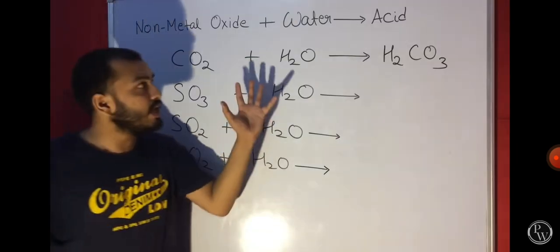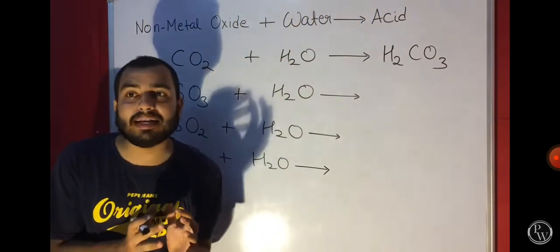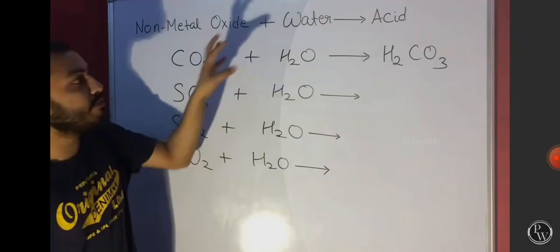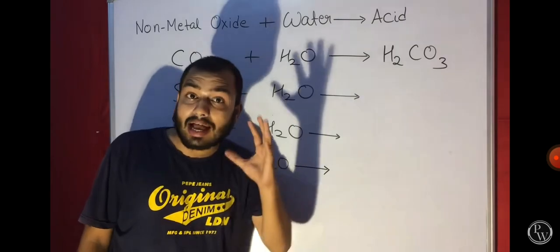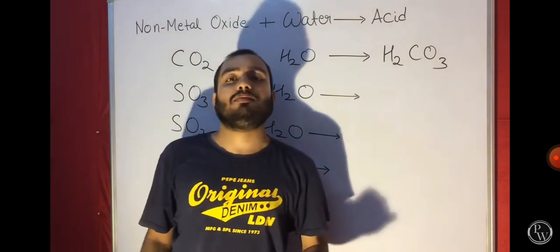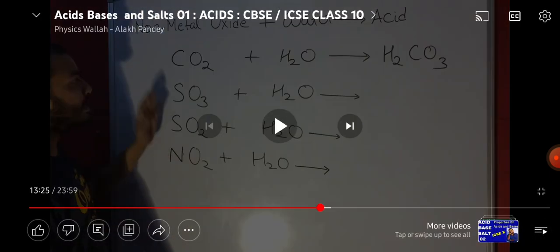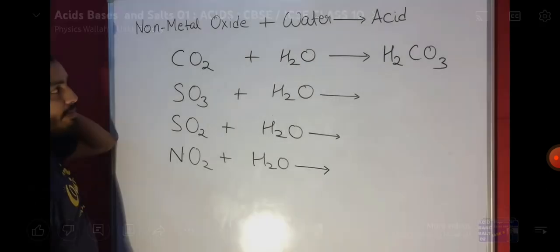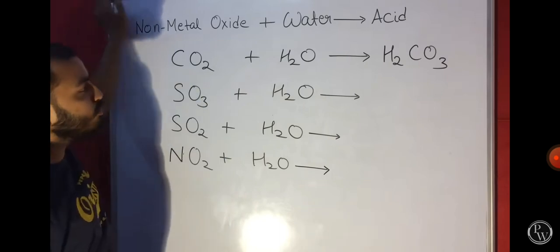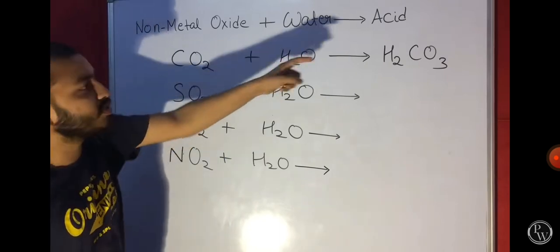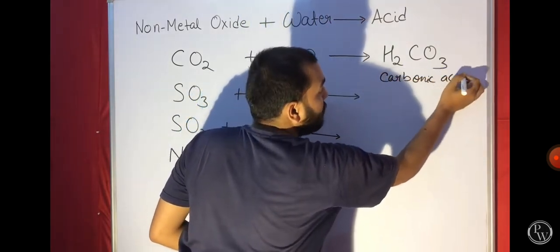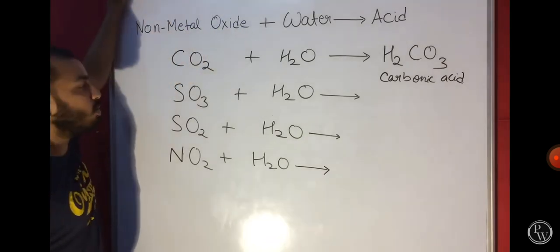We have another method in which a non-metal oxide is dissolved in water to form an acid. As I am telling you, non-metal forms acid, metal forms base. So I have a non-metal oxide: carbon is a non-metal and its oxide is carbon dioxide. It dissolves in water to form H2CO3, so we form carbonic acid. Carbonic acid is formed when carbon dioxide dissolves in water.